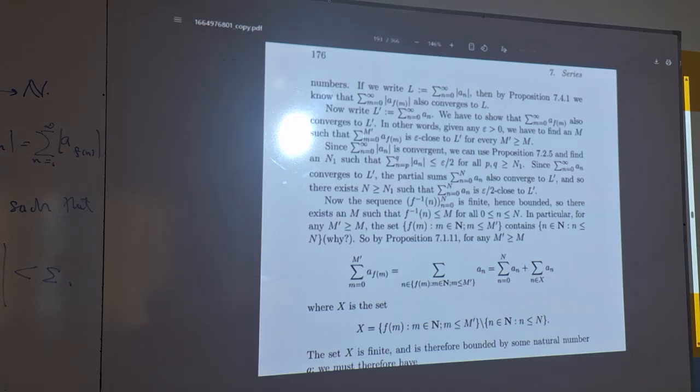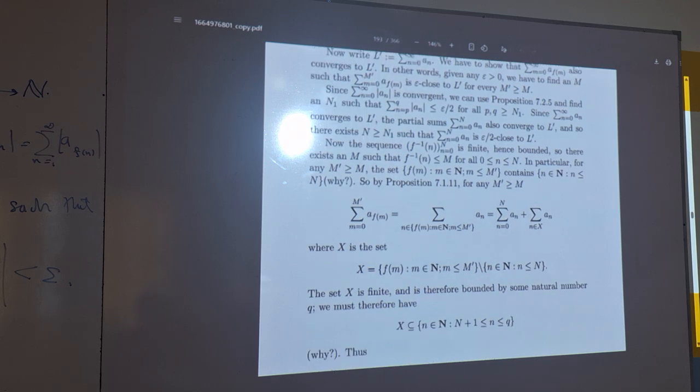Then he says the last one: you are adding up to n, n goes from 0 to capital N, a n plus sigma n belongs to x. That is, x is the extra part that is not in this form. Yes, that is it. I guess because of this writing, this is confusing. Yeah, x is the set of all n belonging to N minus those n with n less than or equal to capital N. The set x is finite, of course.